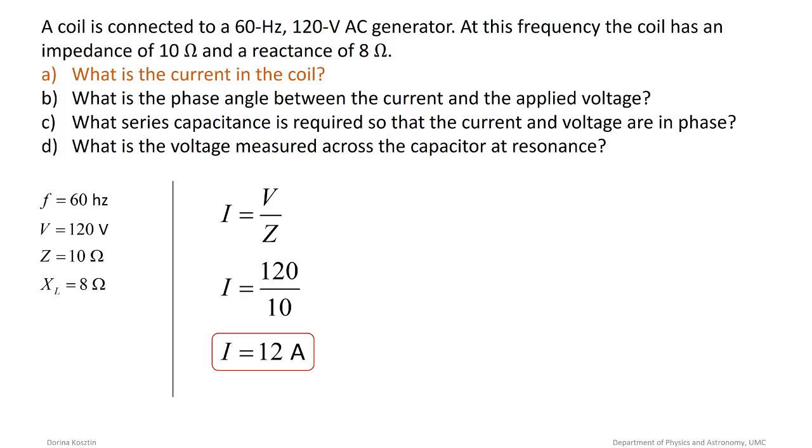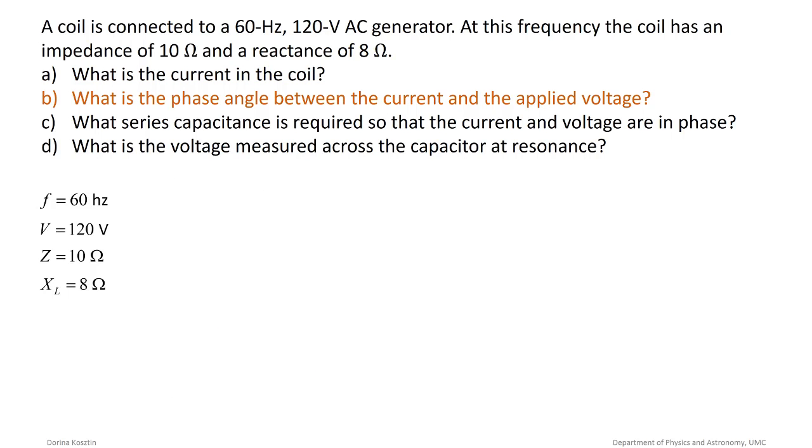In part B of the problem, we need to find the phase angle between the current and the applied voltage. In that case, we can use the equation that gives us the phase angle. Tangent phi equals XL minus XC divided by the resistance R. We do not have a capacitor in this circuit, therefore XC is 0. We do have XL, the inductive reactance of the circuit, 8 ohms, but we do not have the resistance.